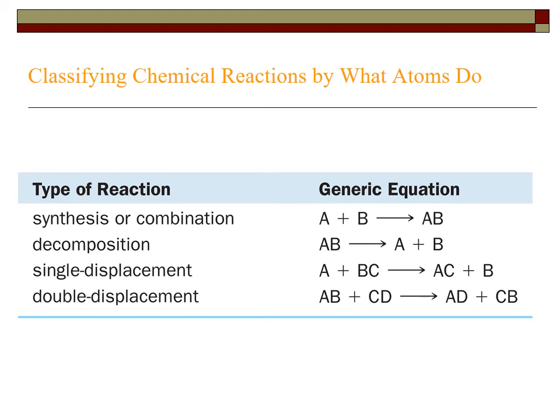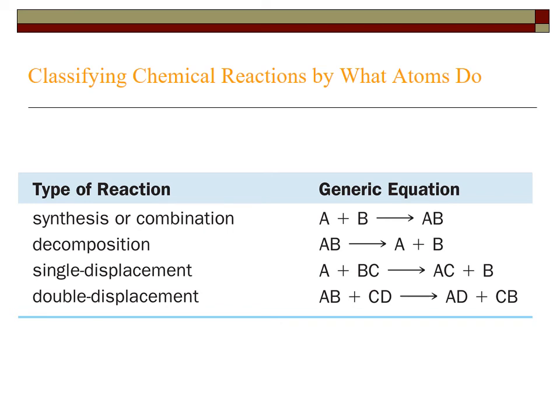Single displacement. A plus BC gives me AC plus B. What's happening is I'm taking some metal, mixing it with, say, a polyatomic or some ionic compound, and that metal is then linking up to that anion, leaving the other metal by itself. That's what we call a single displacement. Again, another example of a redox.